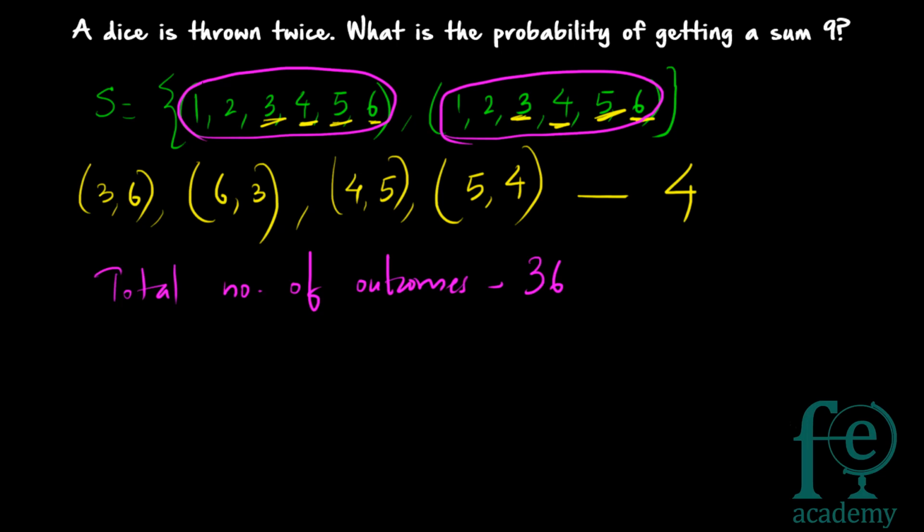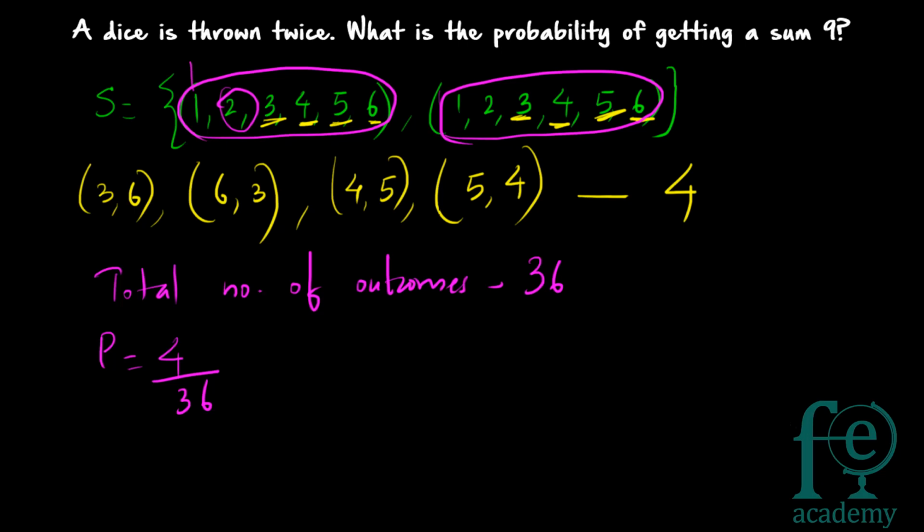So if 1 is obtained on the first row, then again 1, 2, 3, 4, 5 or 6 can be obtained on the second row of the dice. So corresponding to 1, there can be 6 outcomes. Then when a 2 appears on the first row of the dice, again 6 outcomes are possible for the second row. So likewise 6 into 6, 36 will be the total number of outcomes. So the probability will be equal to 4 divided by 36. 4 is the number of favorable outcomes and 36 is the total number of outcomes.